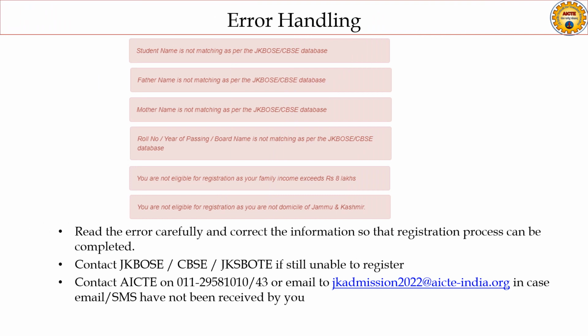Following are some expected errors which should be read carefully and correct the information so that registration process can be completed. Contact JK Bose, CBSE, or JKS board if still unable to register. Contact AICTE on the given numbers or on given email IDs in case email or SMS has not been received by you.